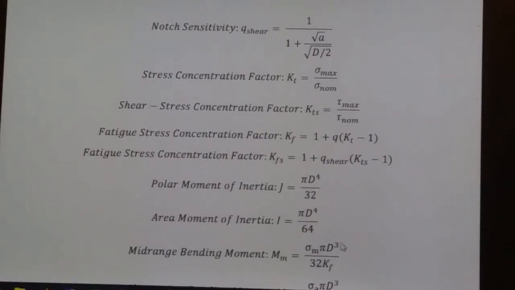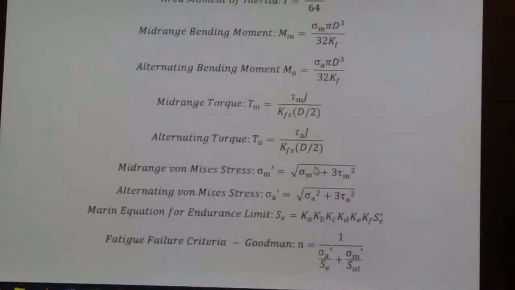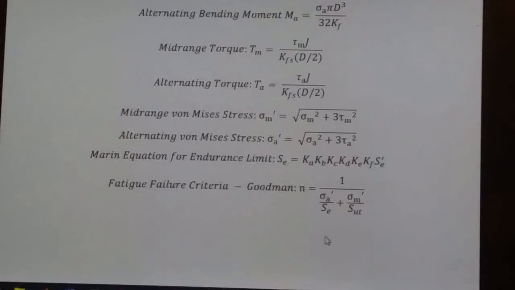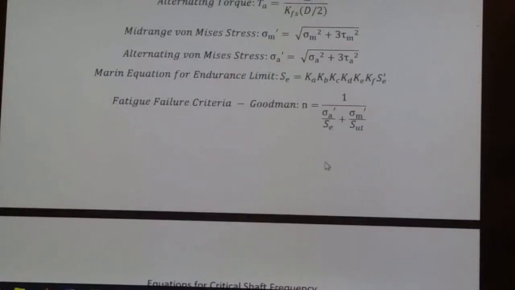So then we used those values to calculate the fatigue stress concentration factors, which are here. And we also needed to find the polar and area moments of inertia. The polar moment of inertia was used within the formulas for finding the mid-range and alternating torques, which are a little farther down here. I then found the alternating and mid-range von Mises stresses, and after that we could use the Marin equation here to find the endurance limit. And once all those variables were solved in terms of D, they could be plugged into the Goodman failure criteria here to calculate the ultimate factor of safety at the end.